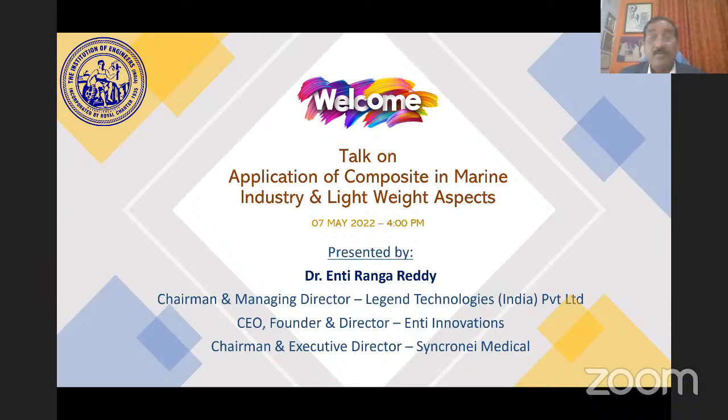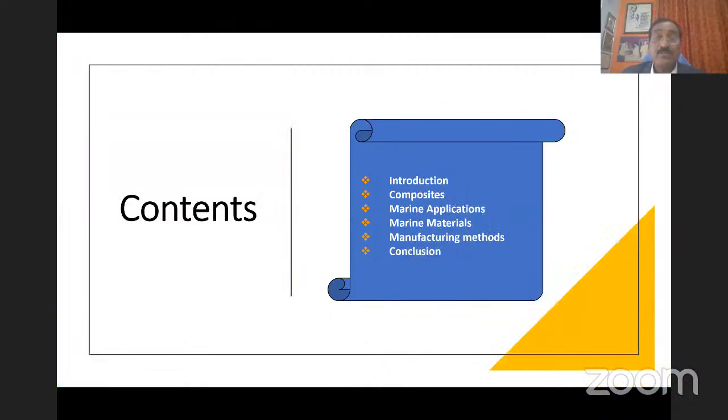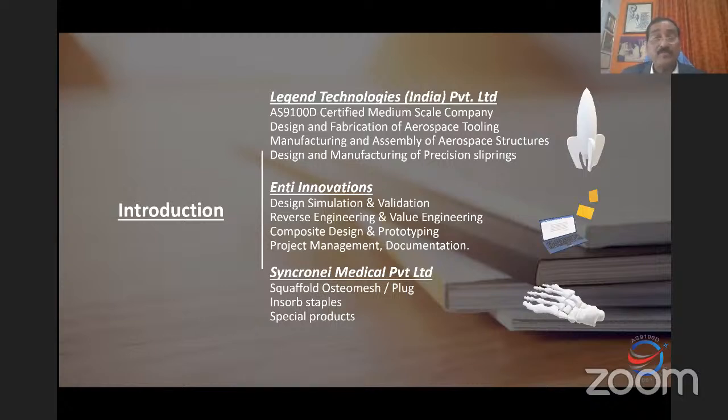These are the contents of the presentation: introduction, composites and marine applications, marine materials and manufacturing methods, and the conclusion. And this is our company. We have been an aerospace manufacturing company for the last 30 years. We manufacture composite products from glass fiber, Kevlar, and carbon fiber, mostly for aerospace application, and a few in ground and automobile sectors. We will be sharing some of our experiences, mainly in the manufacturing of composite components, including marine applications.